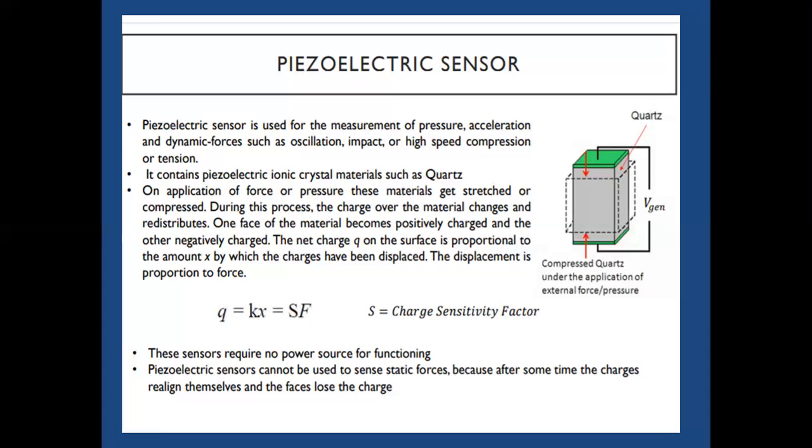By which the charge has been displaced. The displacement is proportional to the force, and then small q equals kx equals Sf is the equation for the piezoelectric sensor. S is the charge sensitivity factor.